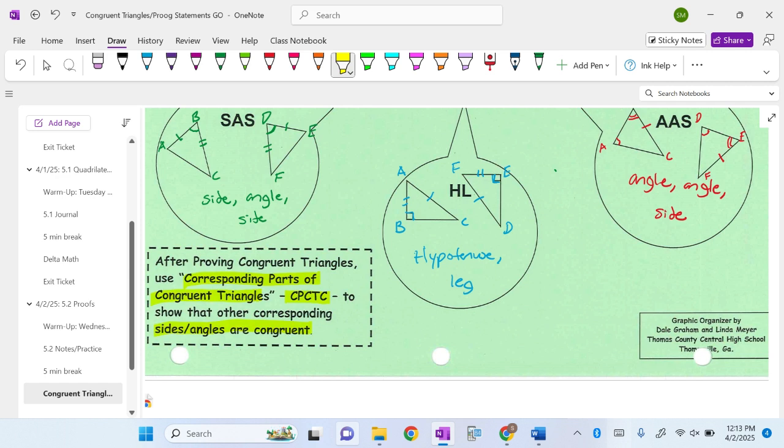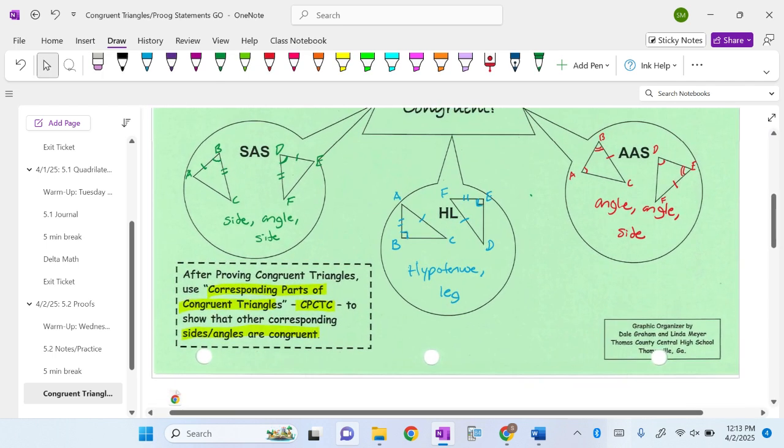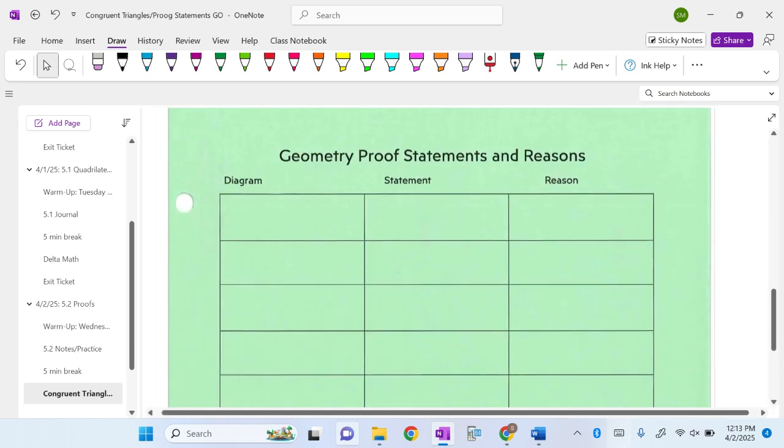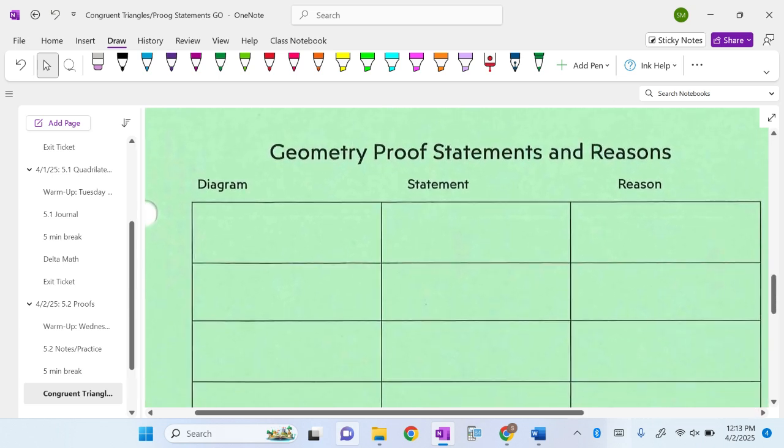And then the other part is proofs. So a lot of proofs comes from different reasons that we just need to recap. All right. You learned these back in Math 2, but we're just going to look at them again. So turn to the back side of that green graphic organizer, with geometry proof statements and reasons.